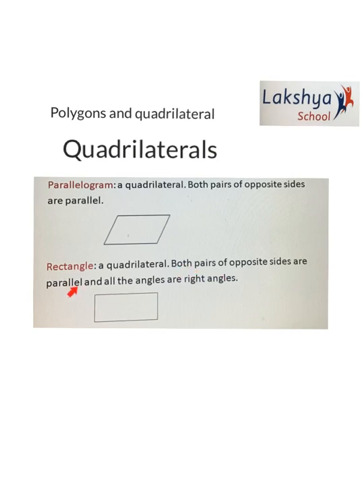Rectangle, a quadrilateral. So these are all the quadrilaterals which we are learning. Both pairs of opposite sides are parallel and all the angles are right angles. When you observe this rectangle, we see that opposite sides are parallel to each other, but even the angles formed over here are right angles, meaning 90-degree angles.